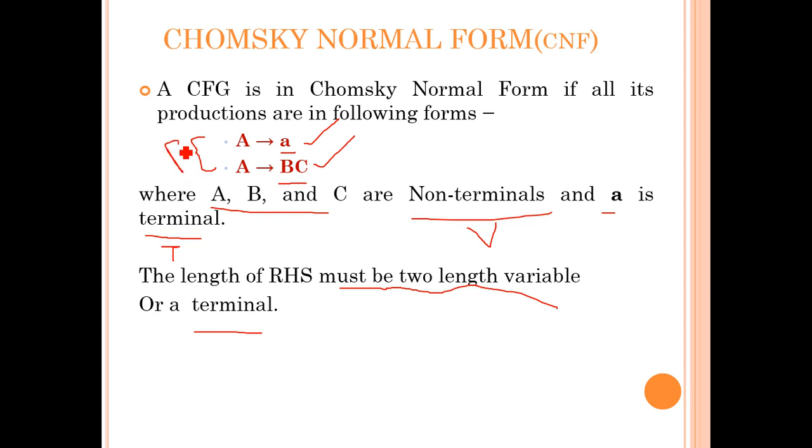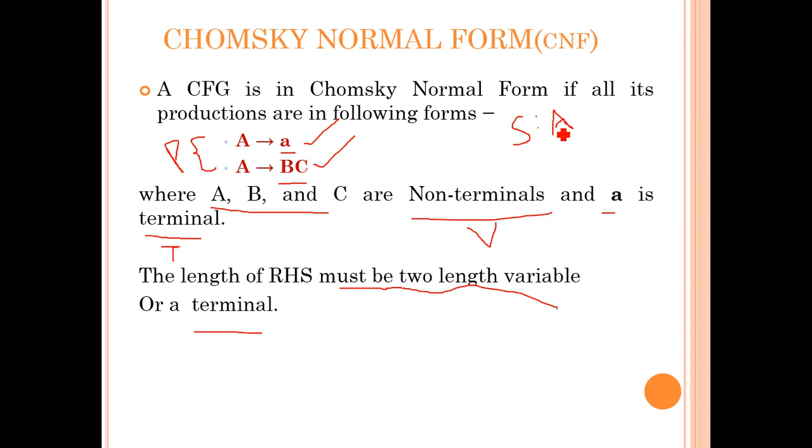So any grammar is a combination of variables, terminals, productions and start symbol. Here the start symbol is A. So whenever you can say the grammar is in Chomsky normal form, all the productions must be either A tends to a or A tends to BC. That means all the right hand productions must be a single terminal or two-length variable.